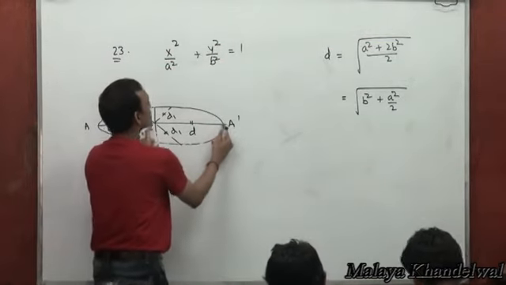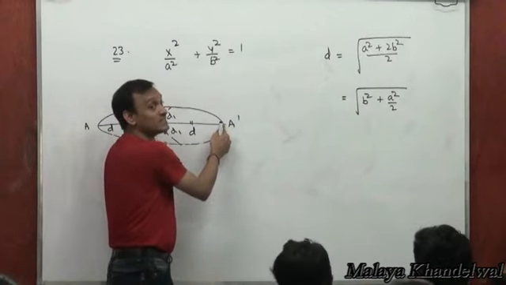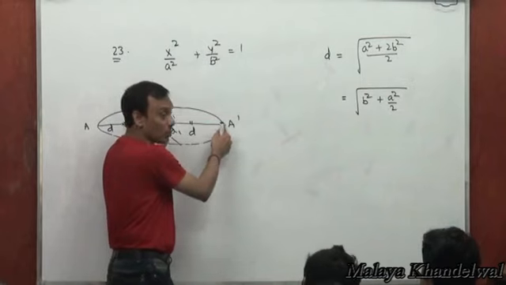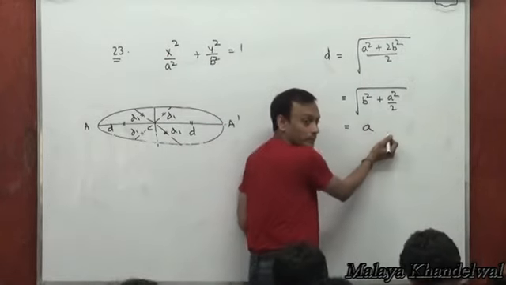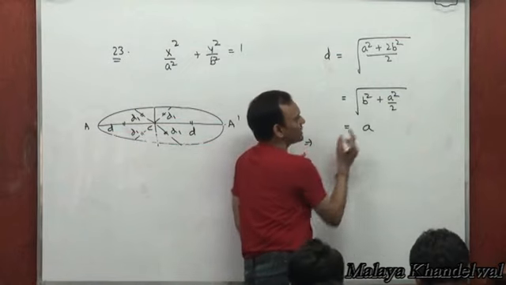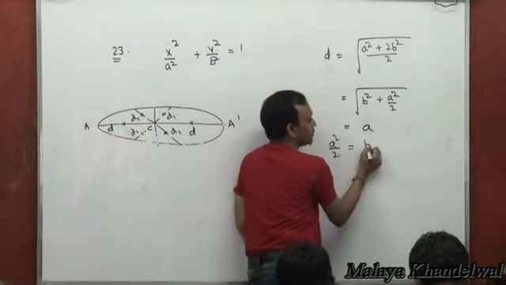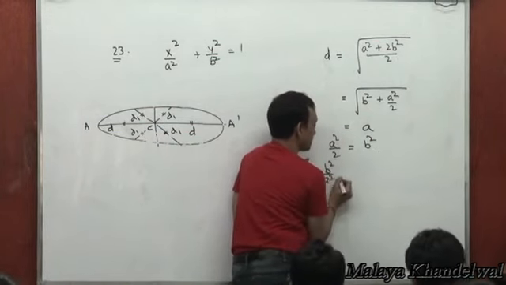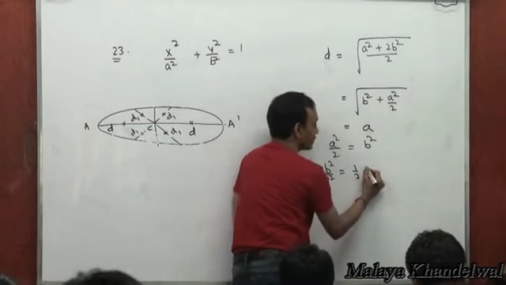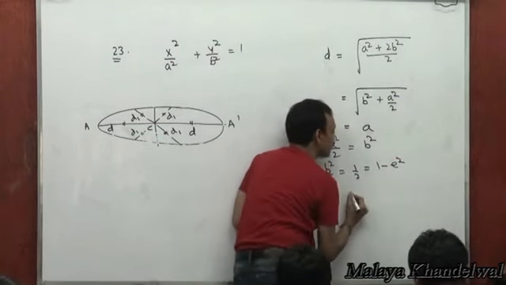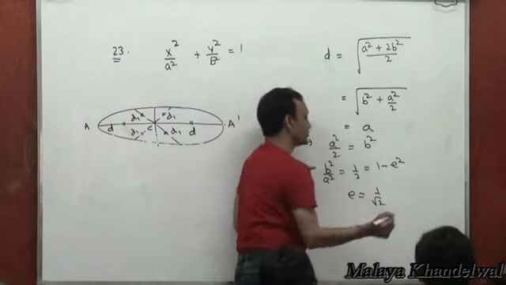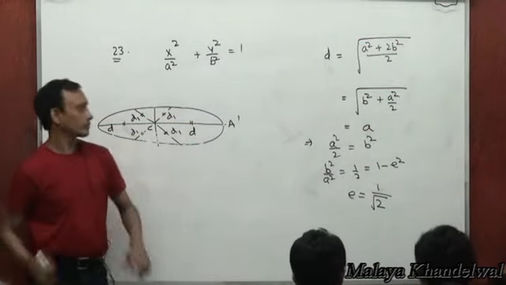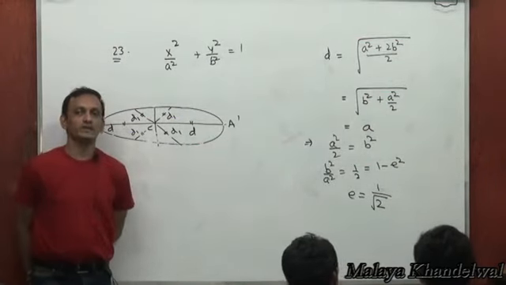That means this distance d must also be equal to small a, the semi-major axis of the ellipse. Yes or no? This distance d must therefore be small a. Which means when I square, a squared by 2 equals b squared, or b squared by a squared is half, which is 1 minus e squared. So e then is 1 by root 2. Right? That's the eccentricity of the ellipse.